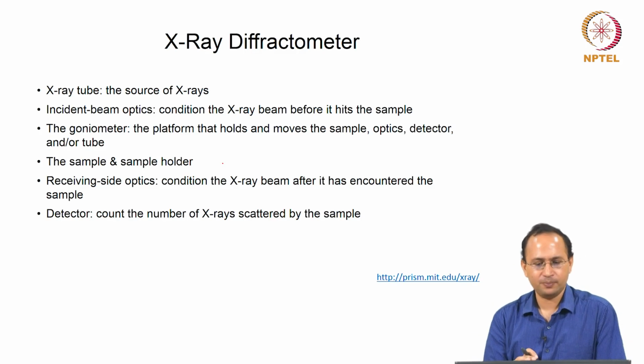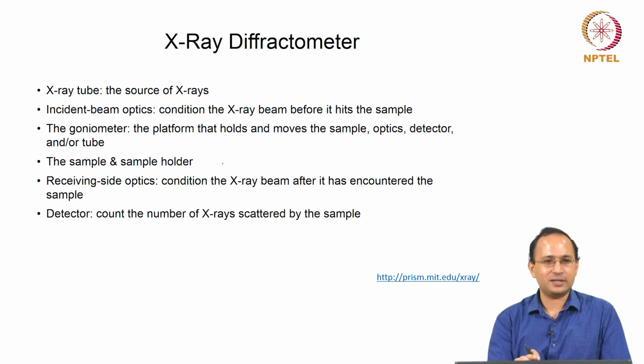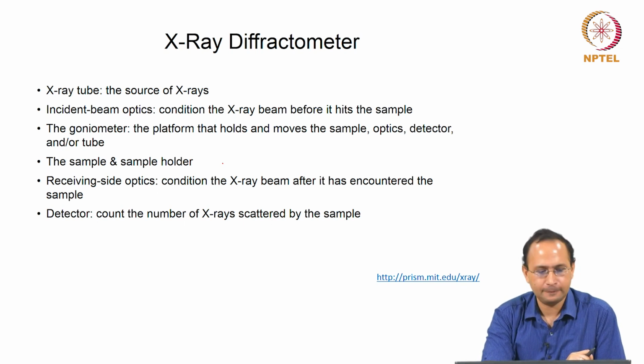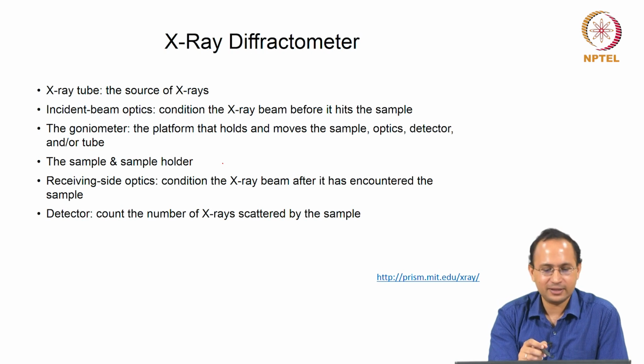Now we will focus on the X-ray diffractometer. So far we focused on how you get the diffraction and how you analyze the diffraction pattern, but it is important to know how and where you collect the pattern. The X-ray diffractometer is used to collect the X-ray diffraction pattern. So, what does it consist of?